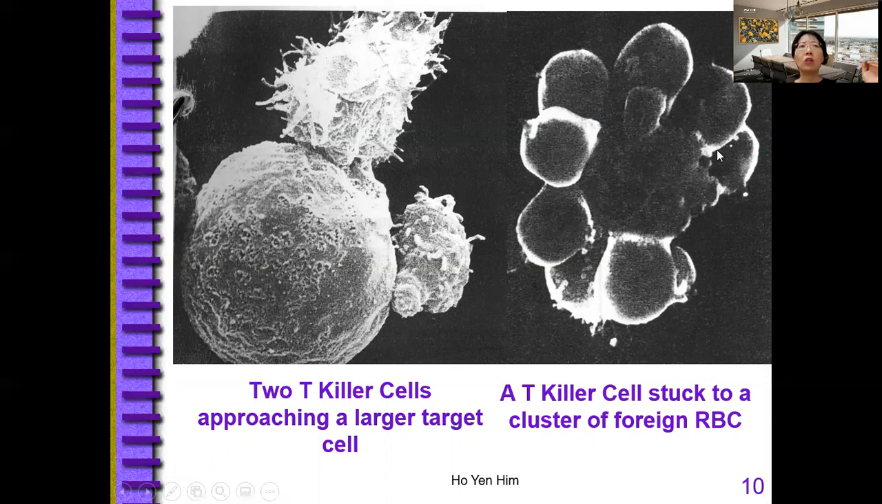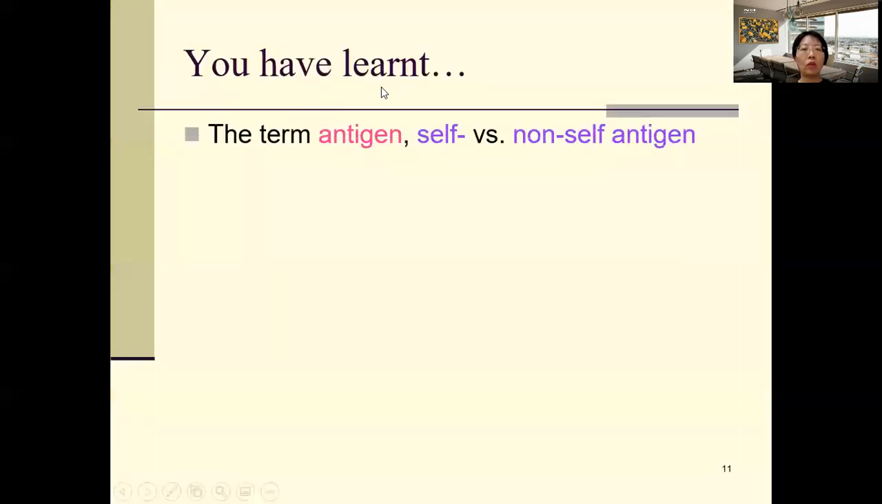It could be because of a mistake in blood transfusion. Let's say your blood group is B and blood from blood group A is transfused to you. All these red blood cells will be carrying antigen A. Of course, they will be removed because of the foreign antigen. Antigen A is a foreign antigen because your red blood cells carry antigen B, but this antigen A is non-self antigen. So what you have learned today, let's recap.